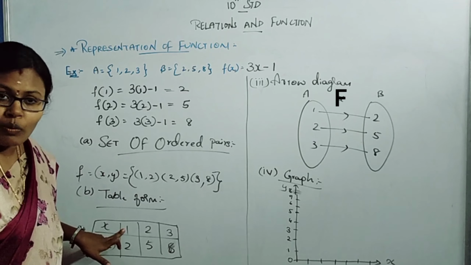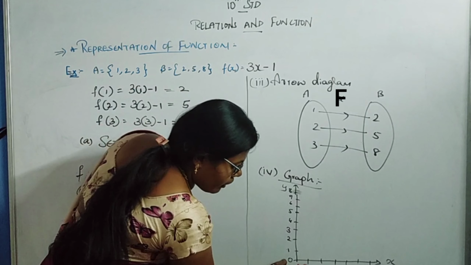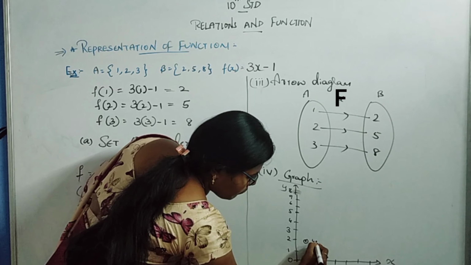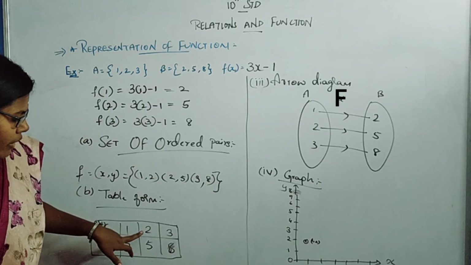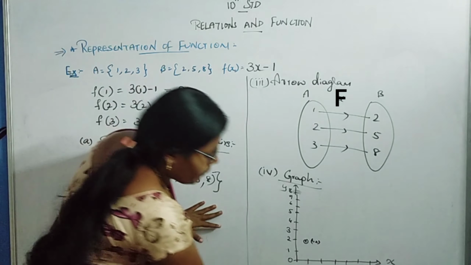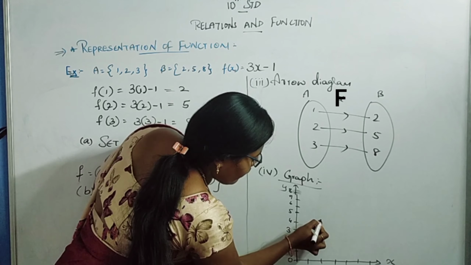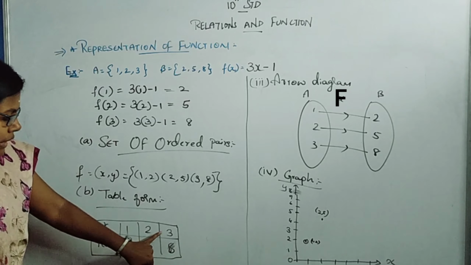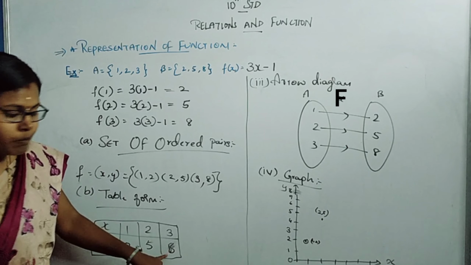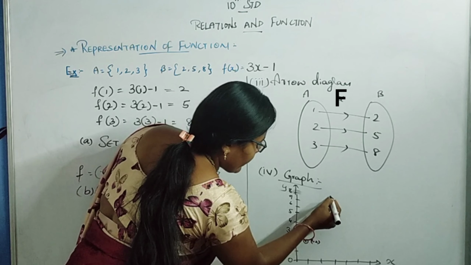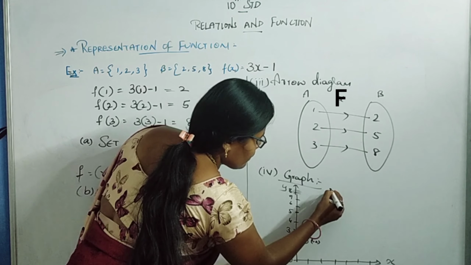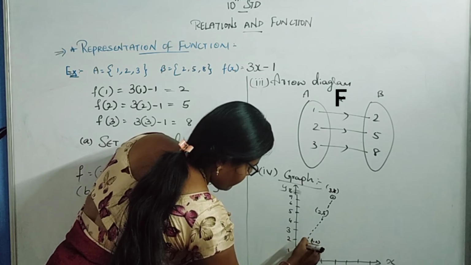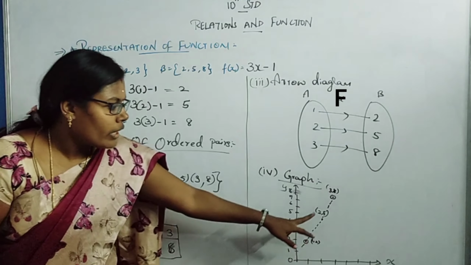So when your x is 1, y is 2. So this is 1 comma 2. Then when x is 2, y is 5. Somewhere here, this is 2 comma 5. Then when x is 3, y is 8, somewhere here. It's 3 comma 8. So mark a line over here. Got it? So this is how your graph will be.